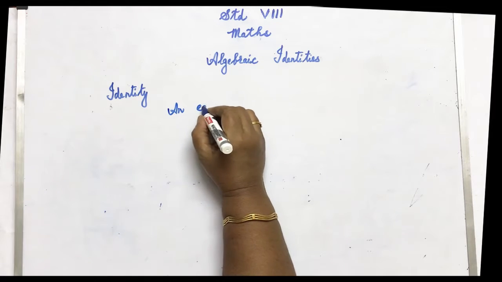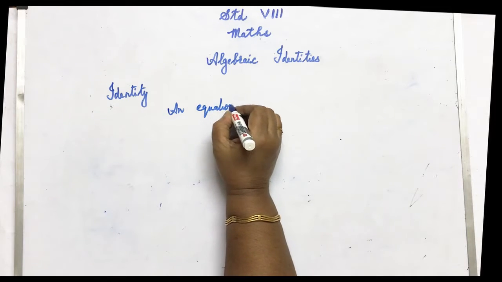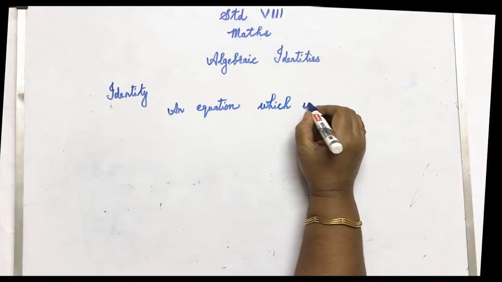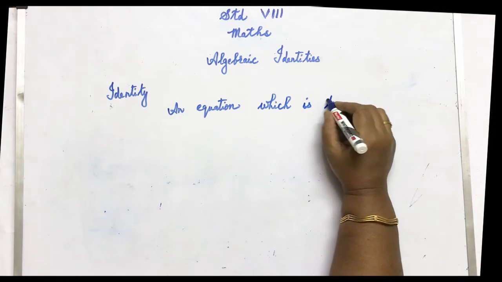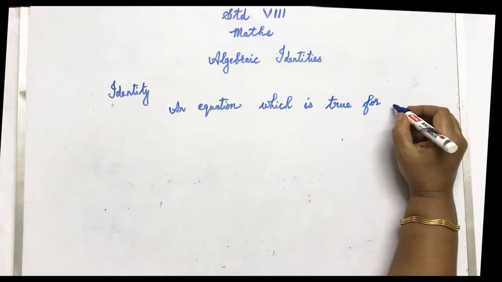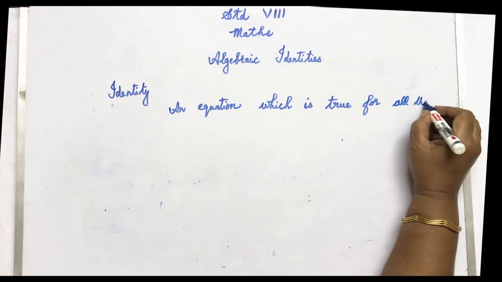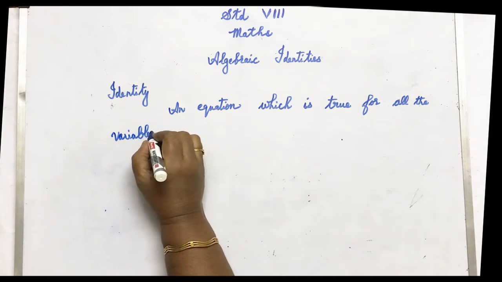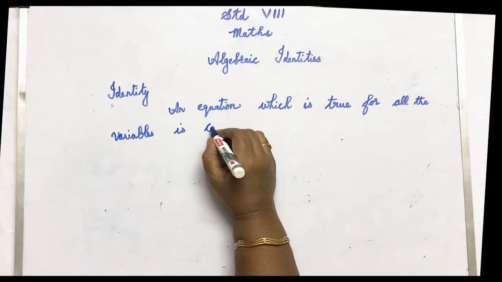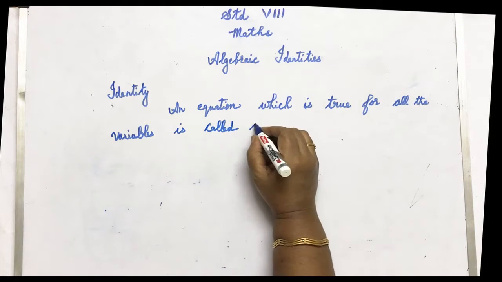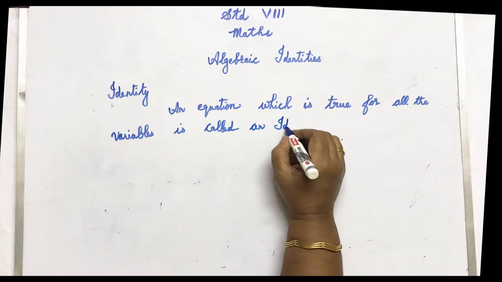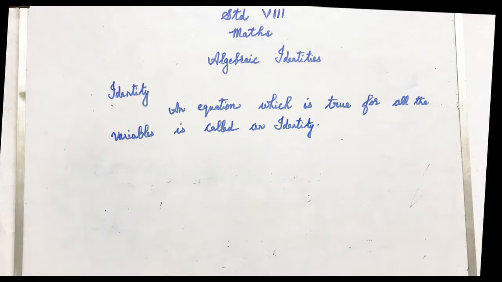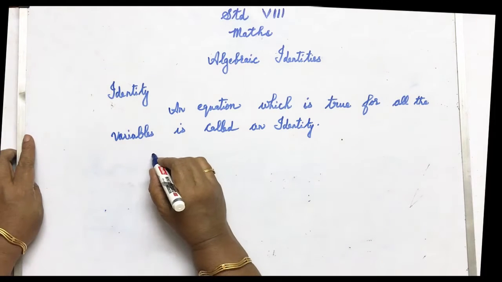An equation which is true for all the variables is called an identity. Now, which are the identities?